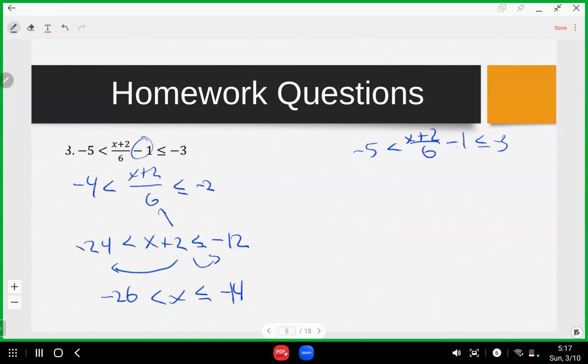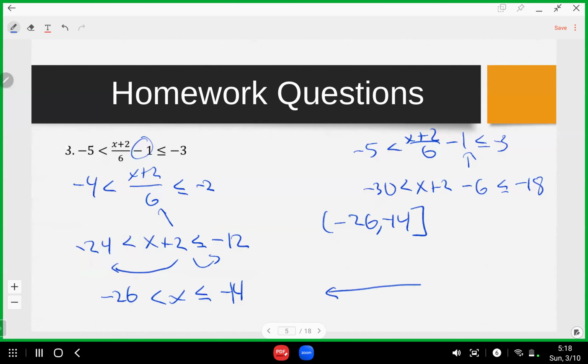Okay, anyways, if you were to multiply by 6, you have to do negative 30, x plus 2, but you also have to multiply this by 6. Then you will get the same answer. But no, this is negative 18. Then you would get the same answer. So clearly this is negative 26 to negative 14, with square brackets.